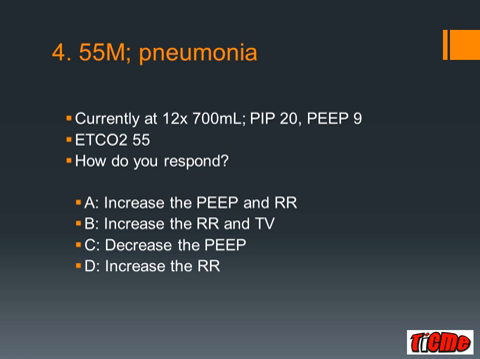Now in a 55-year-old male, 700 ml tidal volume is likely to be about right. So, as you know, with a high CO2, we have to change the minute volume. And if the tidal volume's already okay, then what we need to do is increase the respiratory rate. So the answer is D.